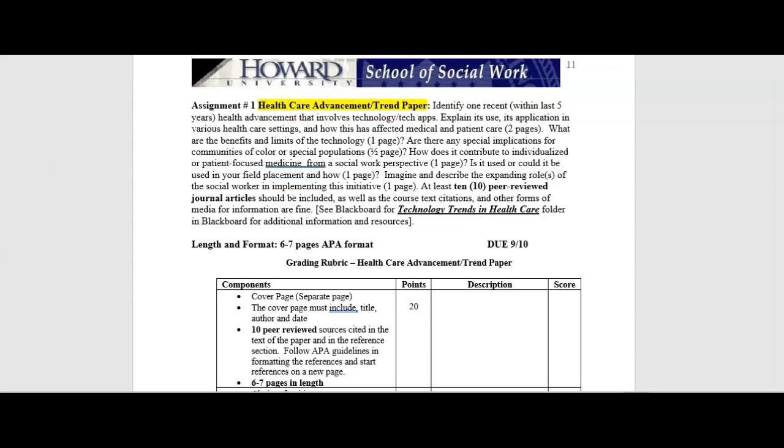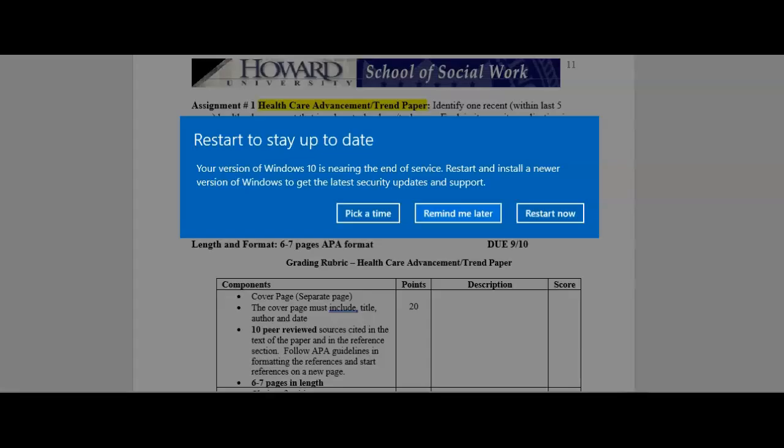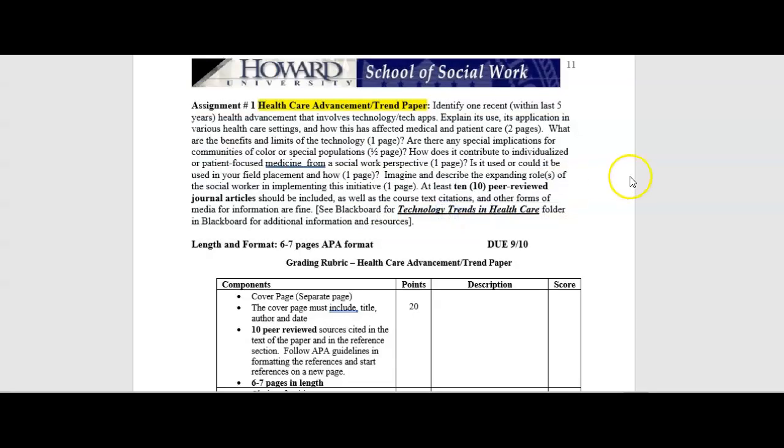The first assignment is the Healthcare Advancement and Trend Paper. Students will identify at least one recent health advancement that involves technology, tech, or apps. Explain its use, its applications in various healthcare settings, and how it has affected medical and patient care. What are the benefits and limits of the technology? Are there any special implications for communities of color or special populations?